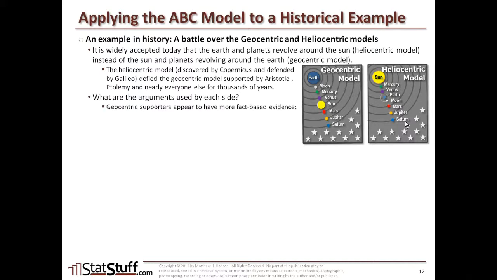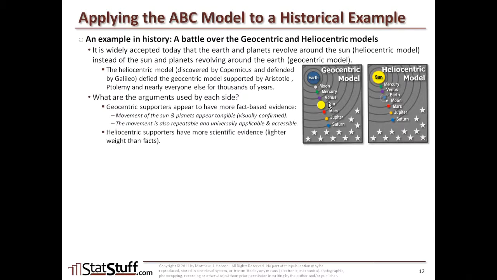The geocentric supporters appeared to have more fact-based evidence, fact-based as defined by this ABC model. That is, the movement of the Sun and the planets appears tangibly. We can visually confirm with our eyes that the Sun, the Moon, and all the planets and stars seem to be revolving around the Earth. And the movement is also repeatable. It happens every single day. We can see this evidence occurring. It's also universally applicable and accessible. Anyone at any point on Earth can see that all these things are revolving around the Earth.